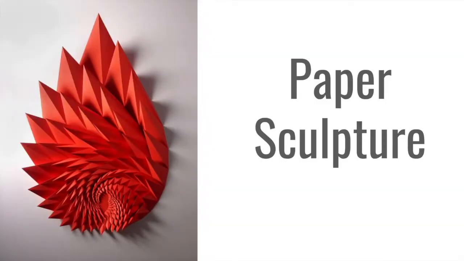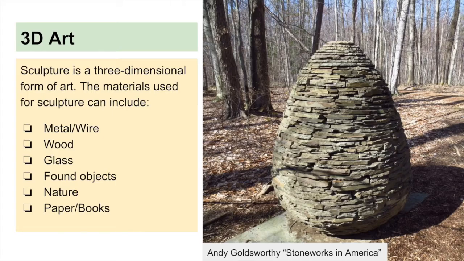Hey sculpture class, today we're going to talk about your first project, which is using paper. Alright, so three-dimensional art. Sculpture is a three-dimensional form of art, and the materials that sculpture artists use can include metal, wire, wood, glass, found objects, nature, or paper and books.